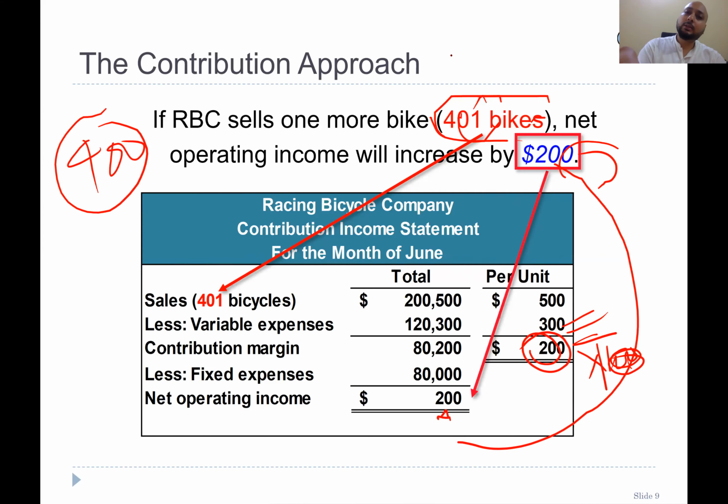What if you sell 20 bikes more than your break-even? So 20 multiplied by 200, 4,000 is your net operating profit, right? So this is the ease of understanding the contribution margin approach. So that's why the managers are fond of this approach to make income statements.